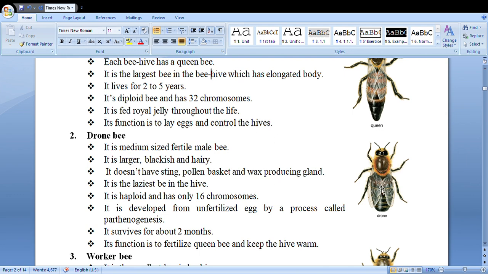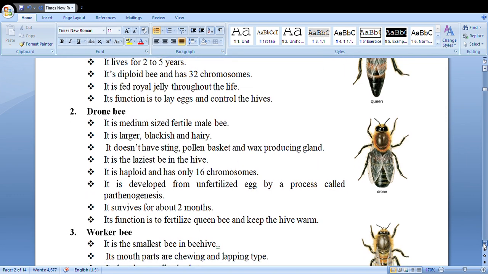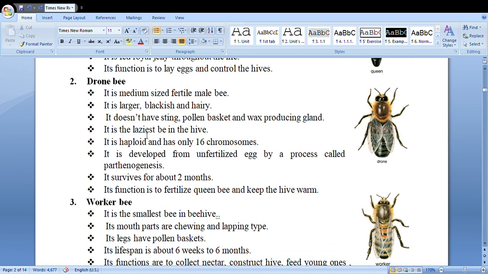Drone bee. Look at the drone bee. It is a medium-sized, fertile male bee. It is larger, blackish and hairy. Its legs are also hairy and its body parts are also hairy. It doesn't have a sting, pollen basket, or wax-producing glands like the worker bee. It is the laziest bee in the hive. It doesn't do any work.